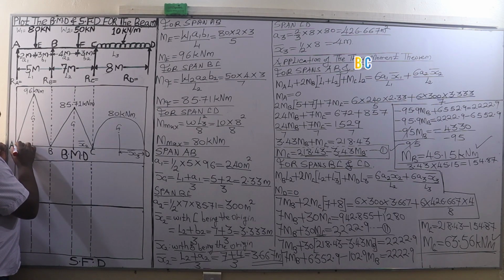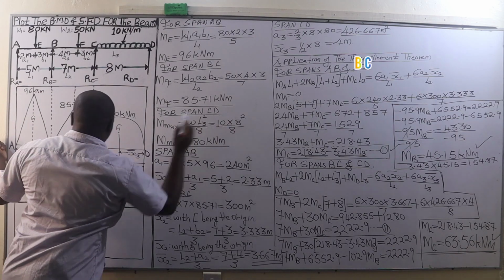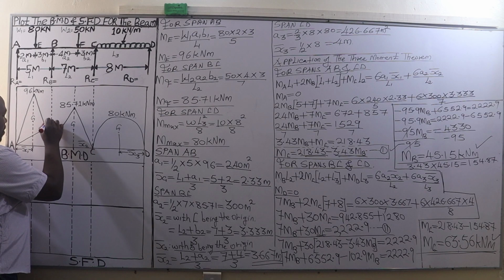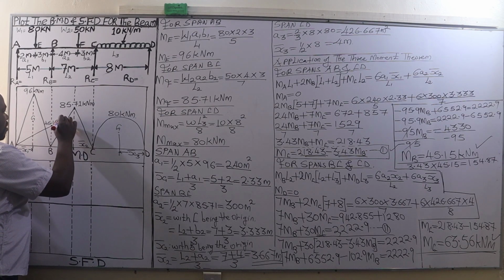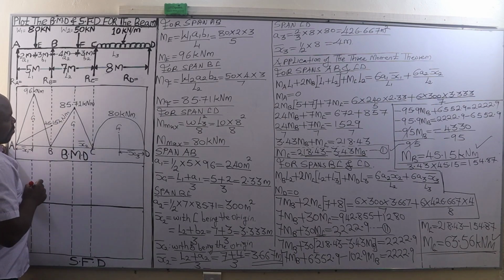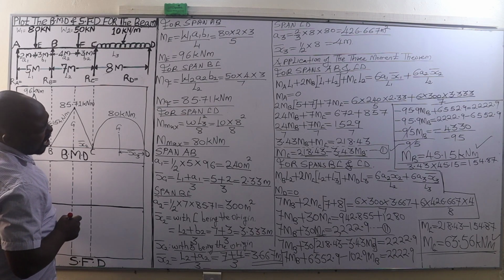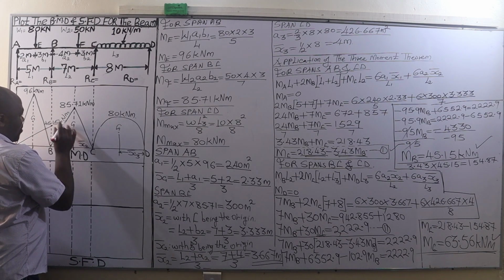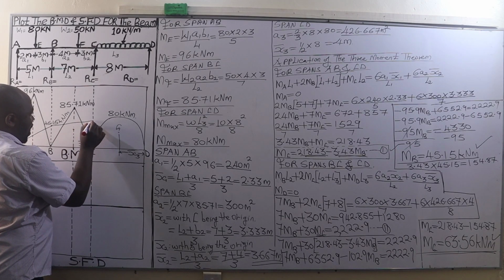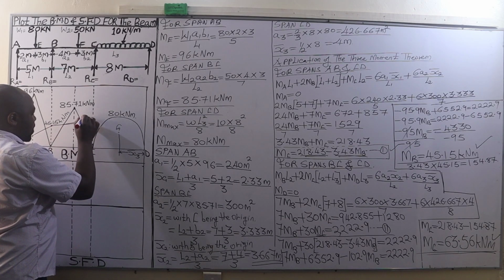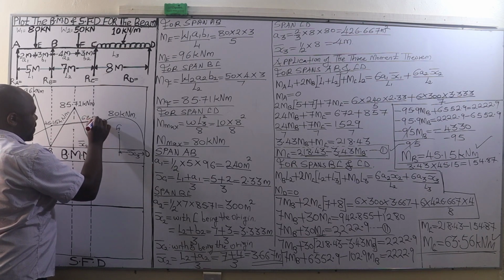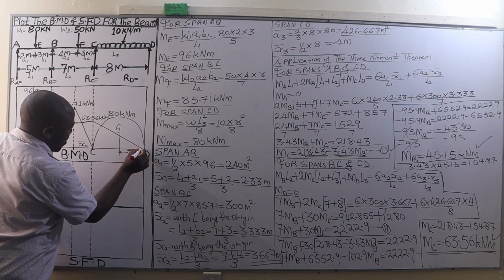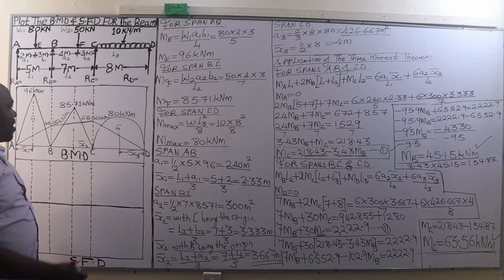So we are going to join A to it. The bending moment at A is 0. So we are beginning from 0 to the bending moment at B, which is 45.15 kilonewtons meter. Then we have the bending moment at C, which is 63.56, just some few units below 80, so about that point. So I'm going to join 45 to that 63.56 kilonewtons meter. Then the bending moment at D is 0, so we join 63.56 to 0 bending moment at D. So that is our bending moment diagram.